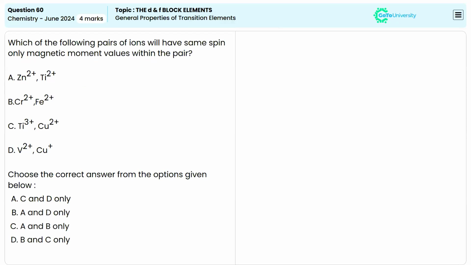Done, right? Okay, coming to the next question. Which of the following pairs of ions will have the same spin only magnetic moment values within the pair? Okay, this is similar to the previous question, right?